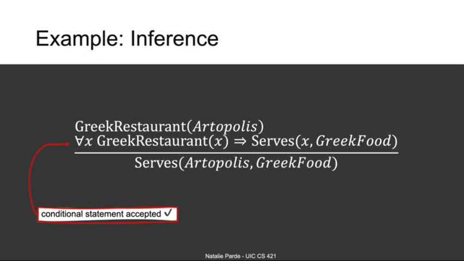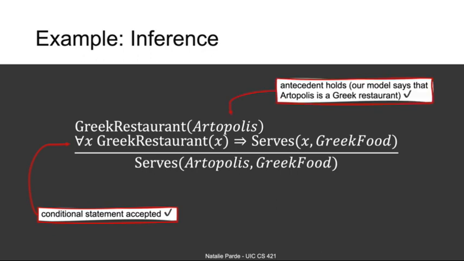Let's say that we have a function, Greek restaurant Artopolis, and we also have a conditional statement for all x, where x is a Greek restaurant, x serves Greek food. The conditional statement has been accepted. We check the antecedent and it holds, so our model says that Artopolis is indeed a Greek restaurant, making the value true. This means that we can infer that the consequent, Artopolis serves Greek food, can be inferred as being true as well.